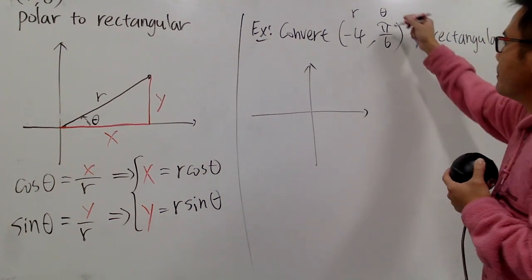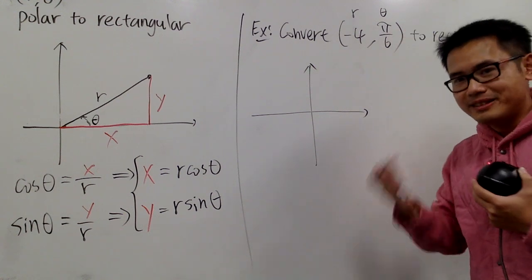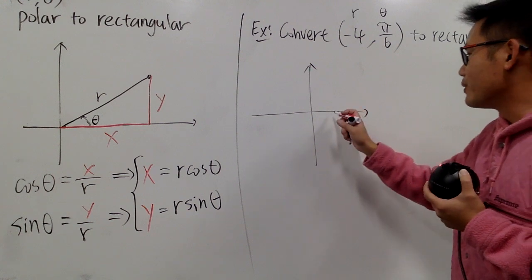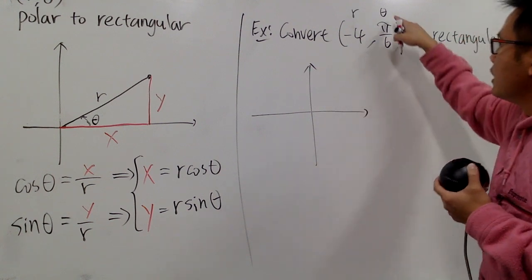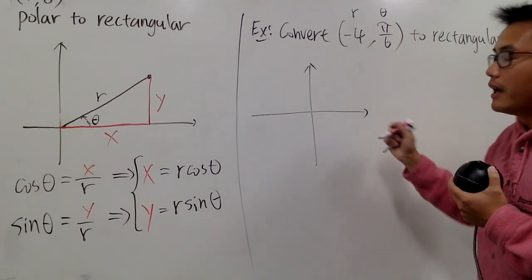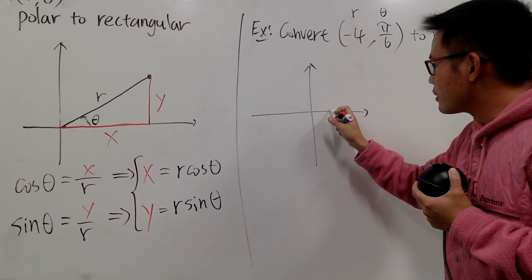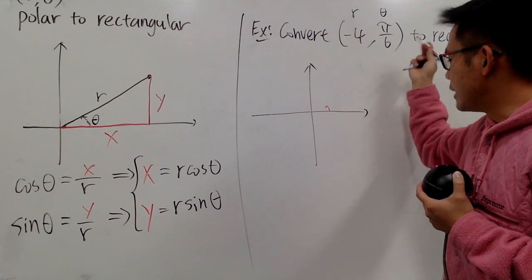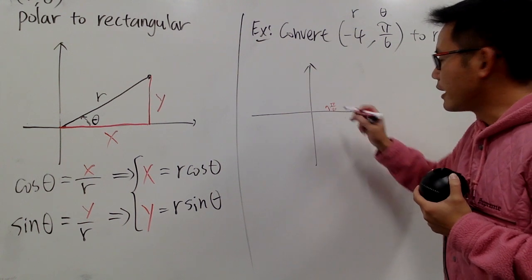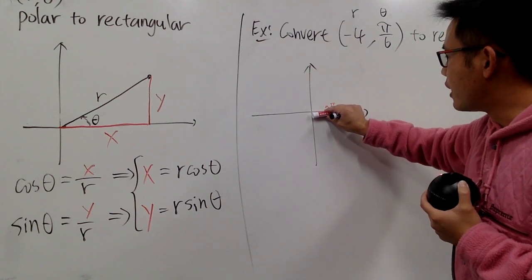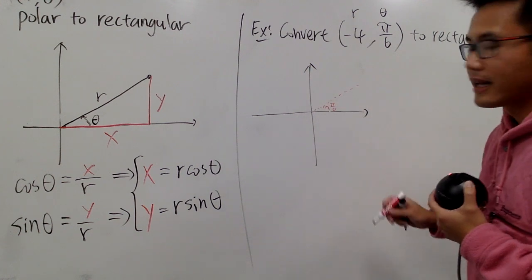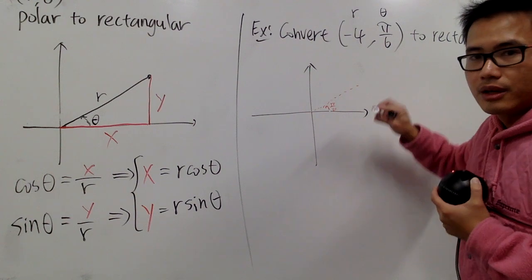First of all, pi over 6 is 30 degrees, right? Pi over 6 is 30 degrees, so you can draw like this. And when theta is positive, this means you have to turn this way. And we are just turning 30 degrees, namely pi over 6, right? Like that. So the deal is you turn this much, and you are focusing on this direction, like that. You're looking at this direction.